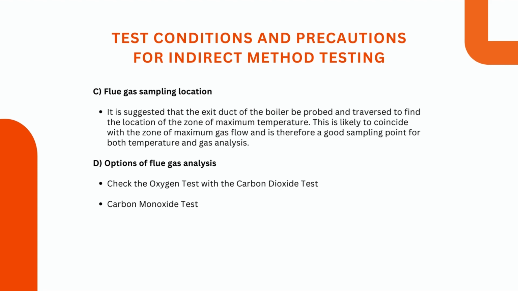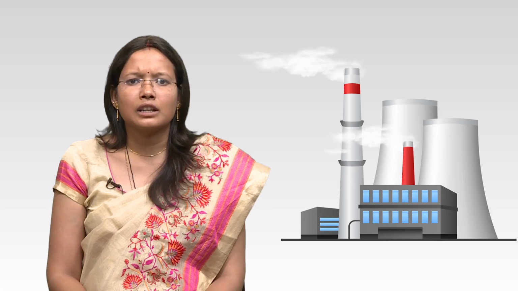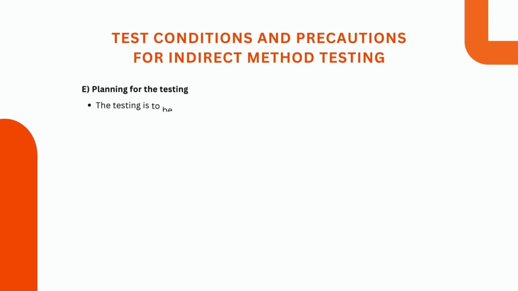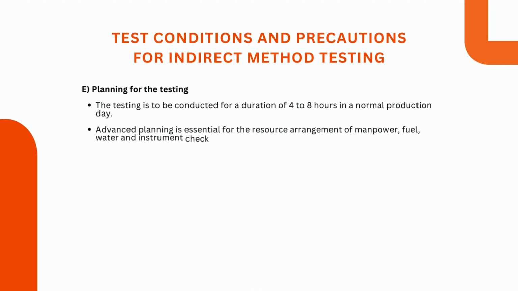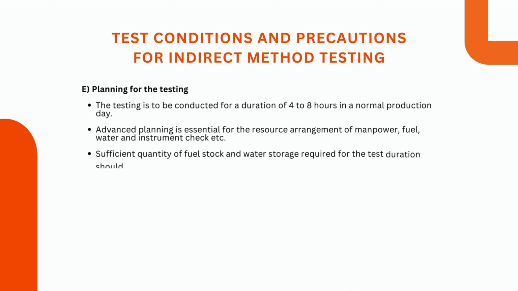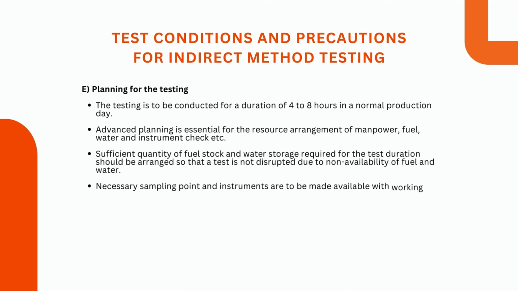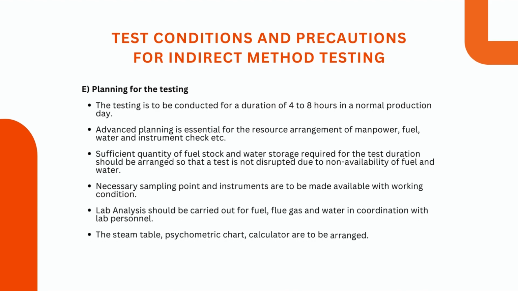D. Options of flue gas analysis, like check the oxygen test with the carbon dioxide test and carbon monoxide test. E. Planning for the testing. The testing is to be conducted for a duration of 4 to 8 hours in a normal production day. Advanced planning is essential for the resource arrangement of manpower, fuel, water and instrument check, etc., and the same is to be communicated to the boiler supervisor and production department.